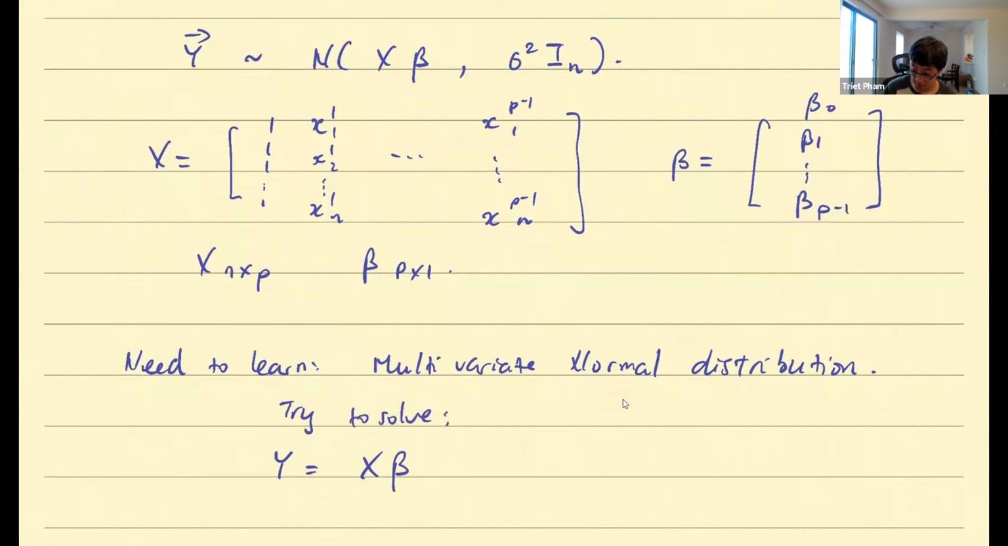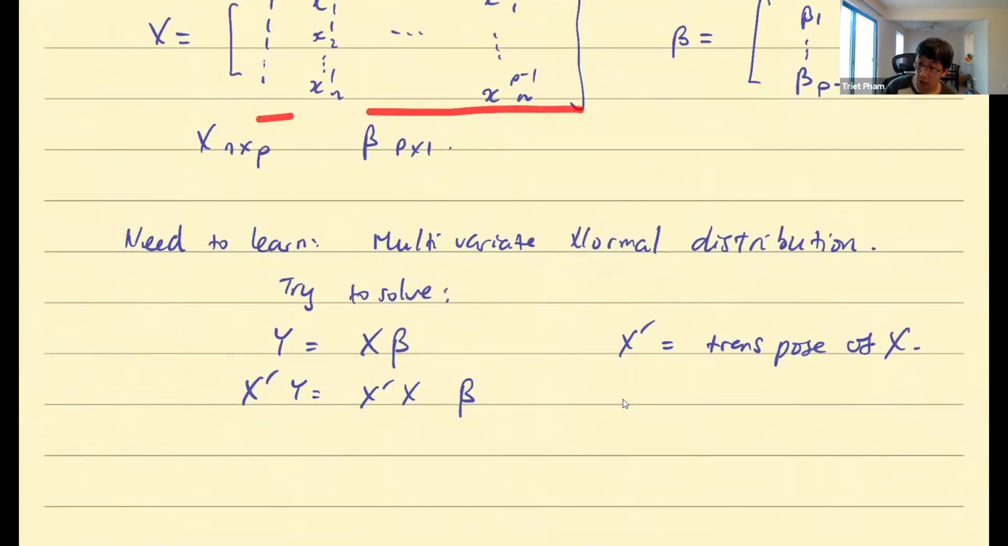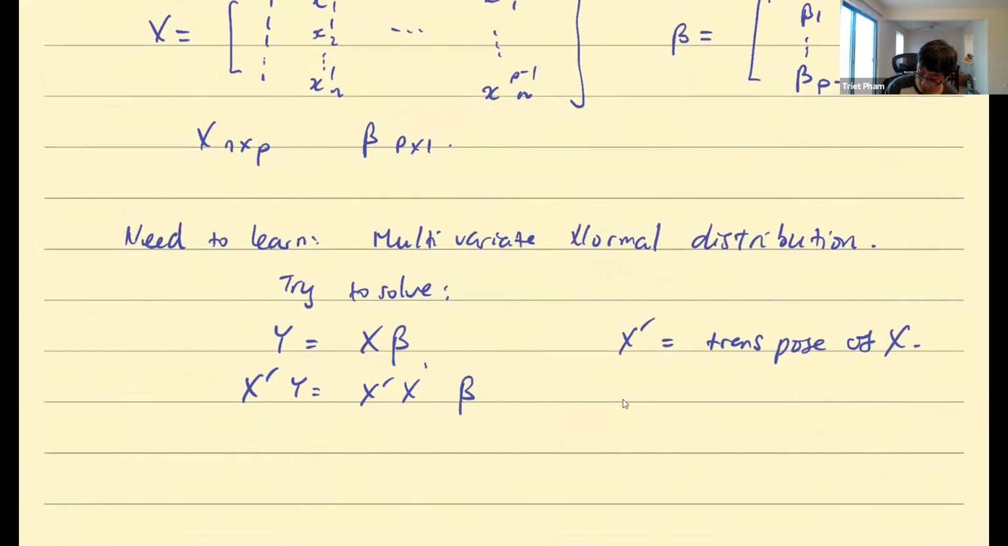Forget the error term. But of course, you cannot solve this exactly because there's an error term; y is not exactly equal to X beta. So what you do is multiply both sides by X transpose. And it turns out that if the columns of X are linearly independent, then this guy is invertible. And so you get beta hat is X transpose X inverse X transpose y.